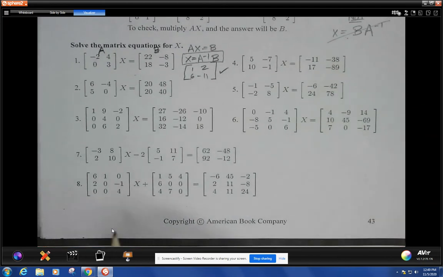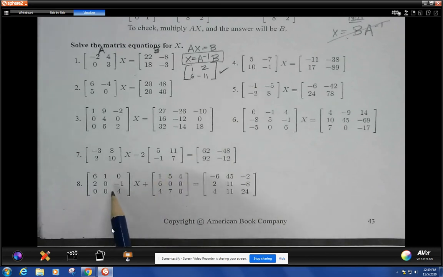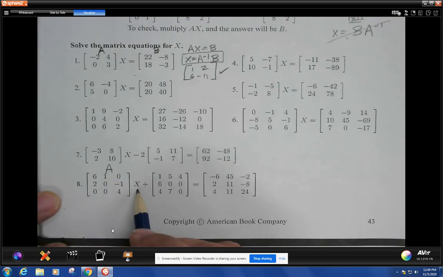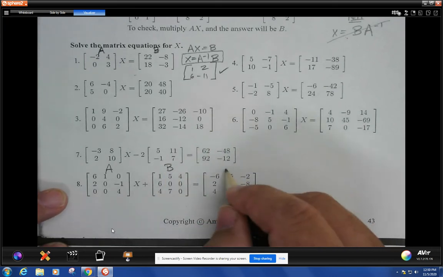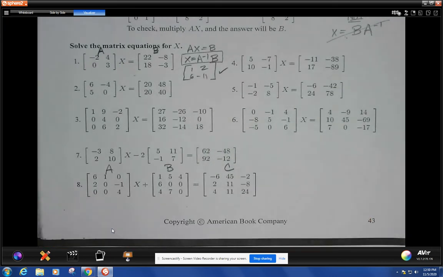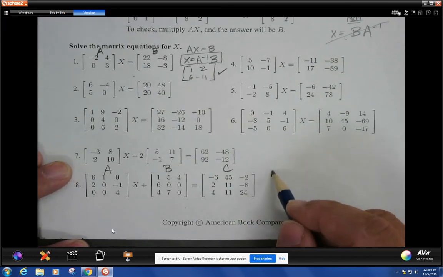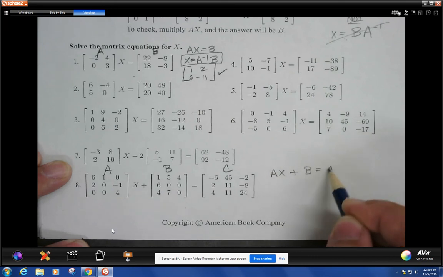Last but certainly not least, I'm going to leave this to you, but I just want to show you something. Look at number 8. You're going to finish out the rest of these. But number 8 specifically, I want you to look at what you've really got here. You've got matrix A being multiplied times X plus matrix B equals matrix C, and they're asking you for X. This is a multi-step, which shouldn't really be that hard for us, but I just want to lay it out a little bit for you. So really what you have is AX plus B equals C.